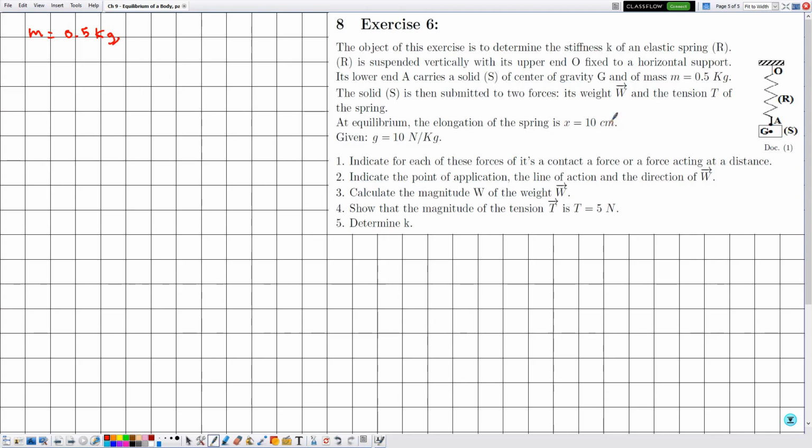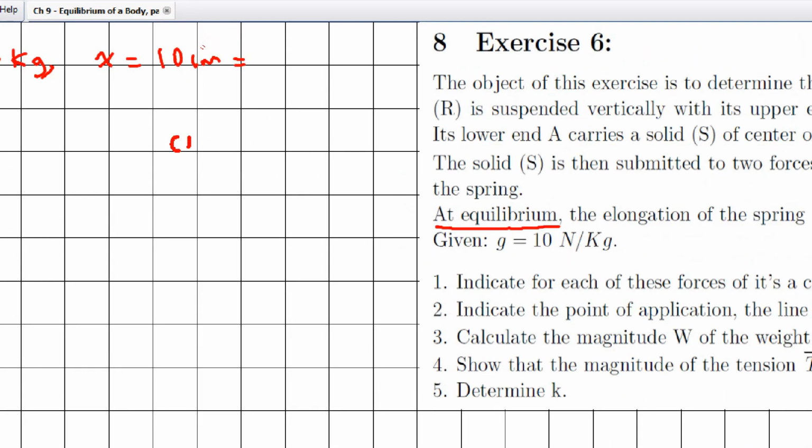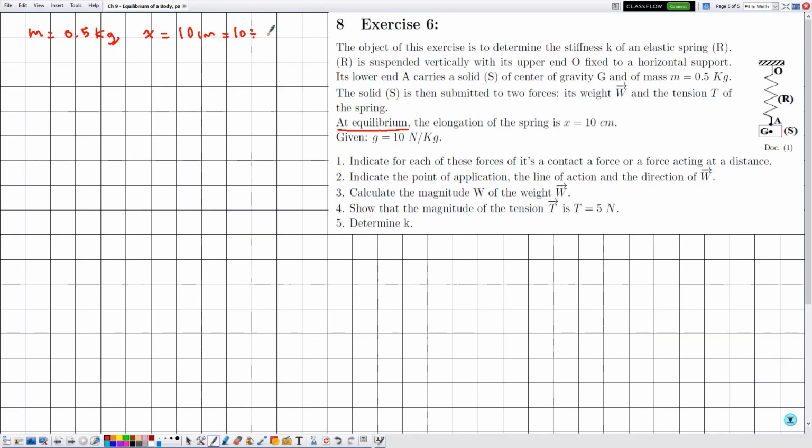Now the solid S is submitted to two forces, its weight W and the tension T of the spring. For sure they are discussing document 1. At equilibrium, so this is at equilibrium. At any moment in this exercise we can use the condition of equilibrium. The elongation is given by X equal to 10 centimeters. Knowing that the centimeter is not the SI unit of measure of length, in order to convert from centimeters to meters, we divide by 100. Then 10 divided by 100 is equal to 0.1 meters.